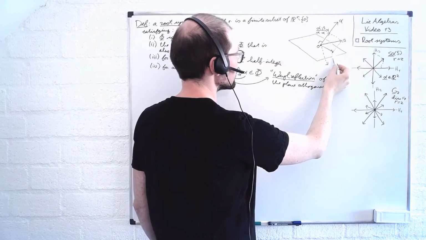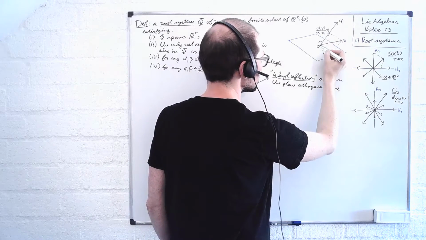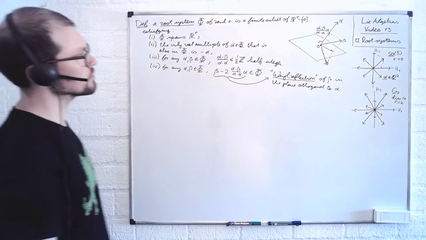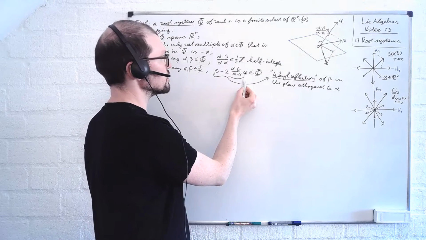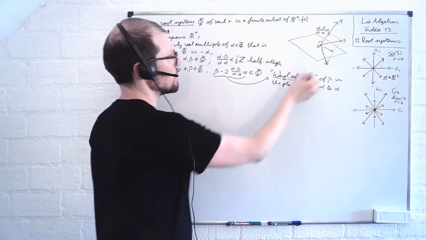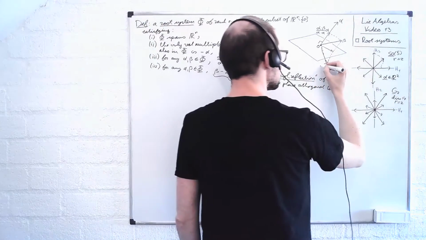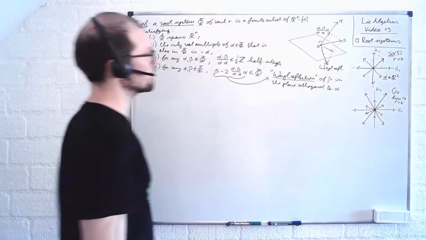But to get the reflection, I have to subtract it again, right? So then I get this vector. So it's really subtracting the projection onto alpha twice, and then I get the reflection of beta. So this is the Weyl reflection.